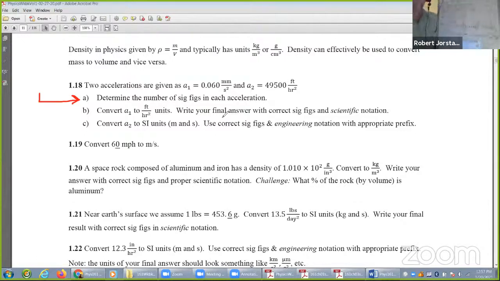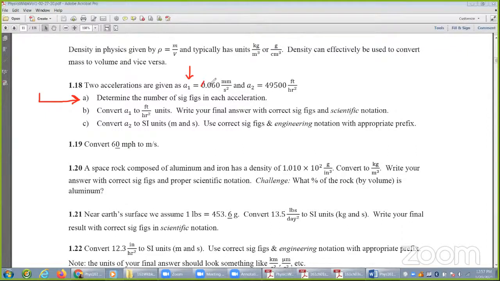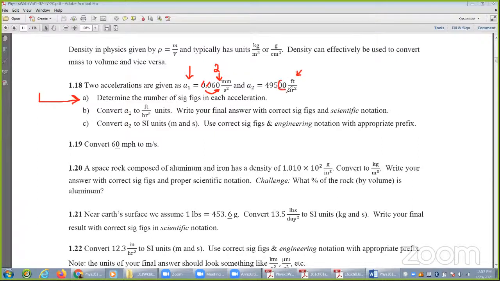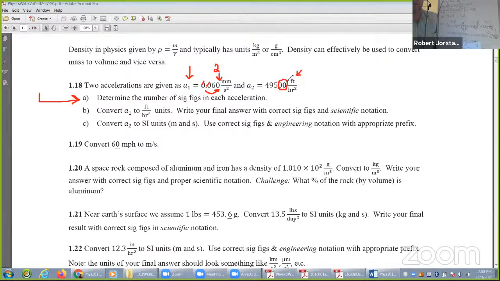Anybody that wants to, go ahead and hit unmute and tell me. Let's look at this first one, A1. How many sig figs do you see in there? 2. This is a leading zero, not significant. This is a trailing zero to the right of a decimal. So this has 2 sig figs. How about this one? 3. These are trailing zeros to the left of a decimal, so they're not significant. So this is 3 sig figs. Notice leading zeros are never significant. Trailing zeros can sometimes be significant.